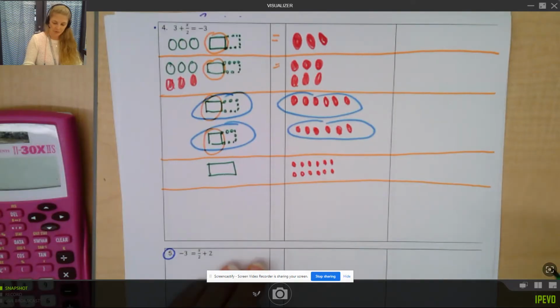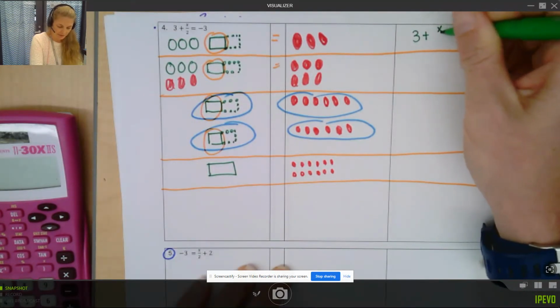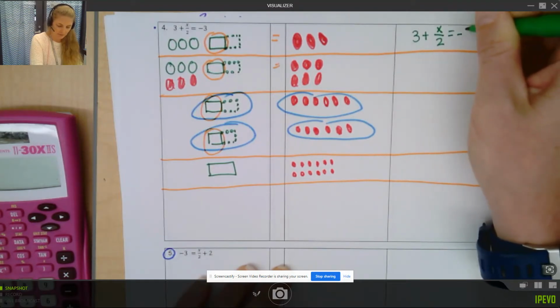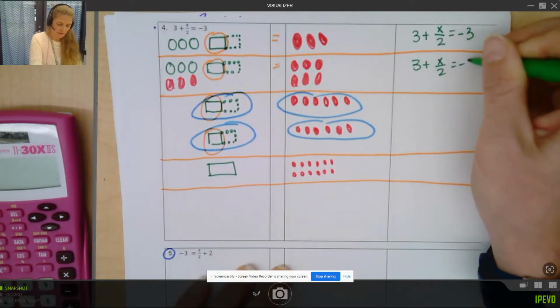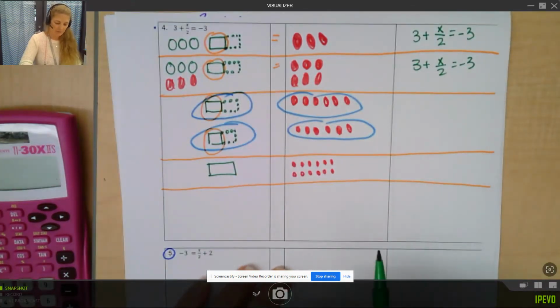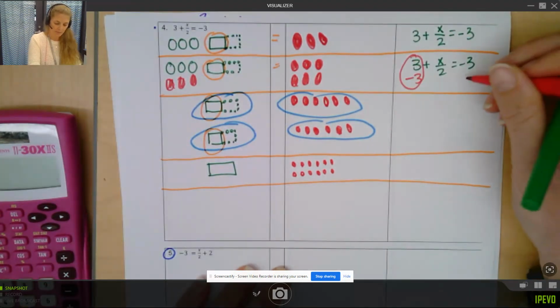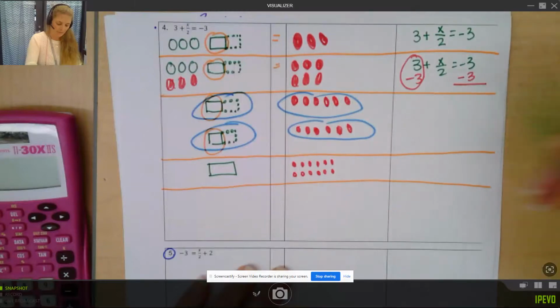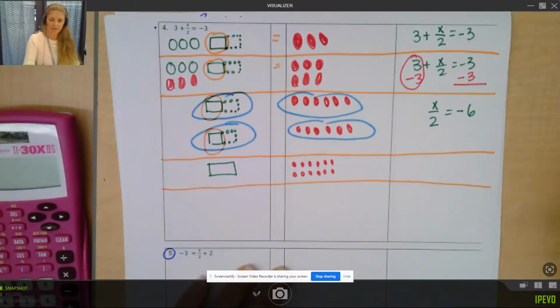So first thing we're going to do is we're going to write the original. So 3 plus half of an x, or x over 2, is equal to -3. Rewrite that. And the first thing we did is we added 3 negatives to both sides because we were undoing this +3, making this a 0 pair. From there, we had x over 2 is equal to -6.